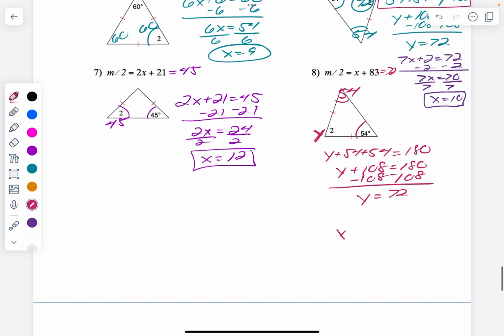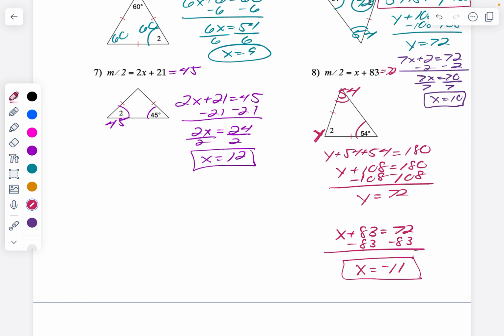And so I have x plus 83 equals 72. Oh, remember I warned you our answers could be negative. So x equals negative 11. And that can happen because we're solving that equation. It doesn't mean, remember, the measurement of this angle y is 72. It's just that x equals negative 11 based on the equation.